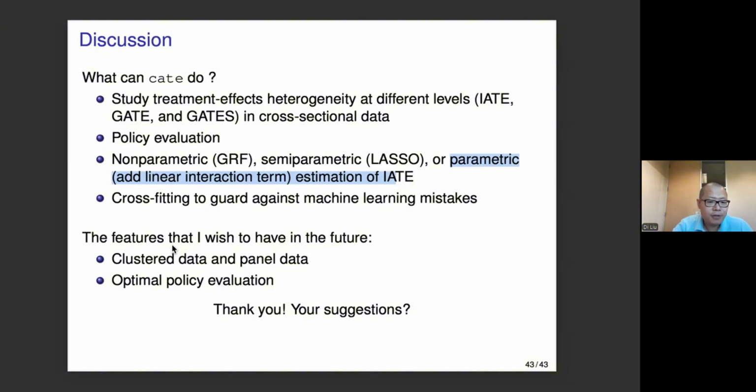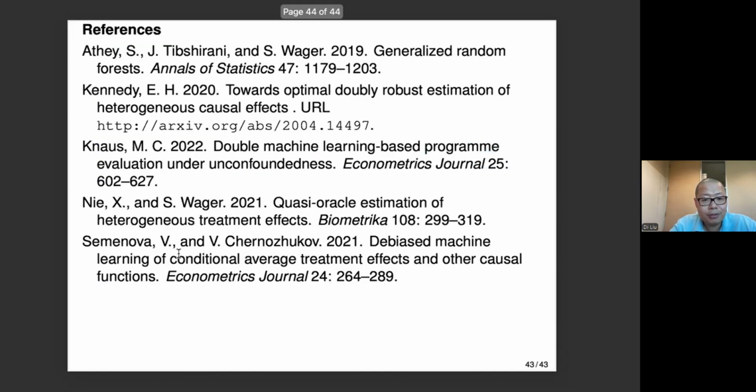So the features that could be interesting to add in the future: the first one is how to handle cluster data and panel data, and the last is how to do optimal policy evaluations. So given the CATE estimation, what are the optimal policies that can maximize values? Okay, this is the reference.